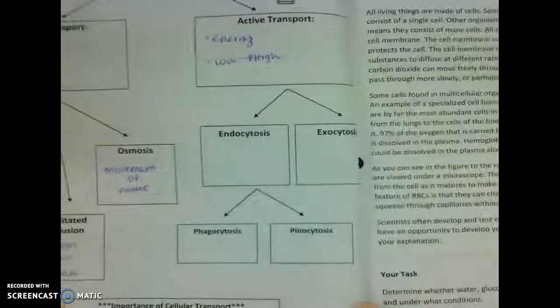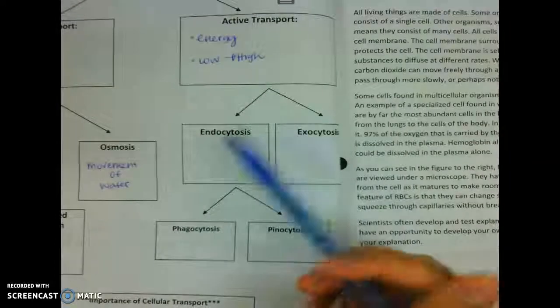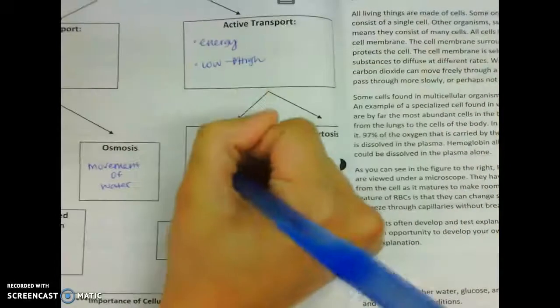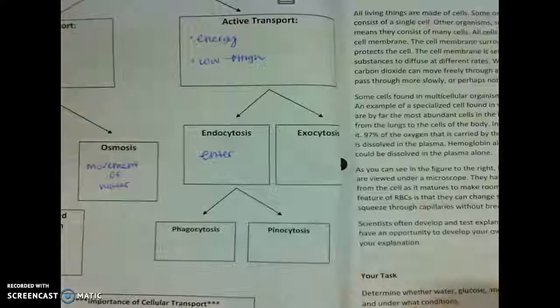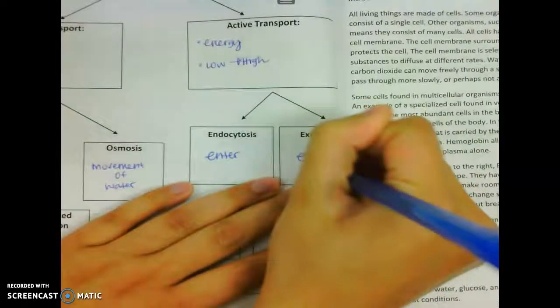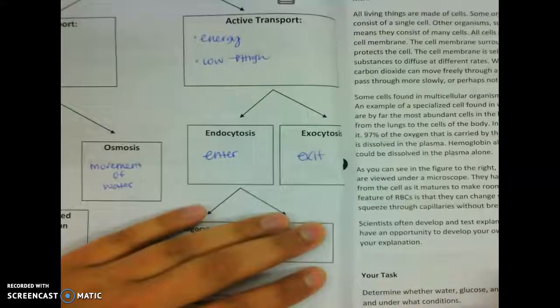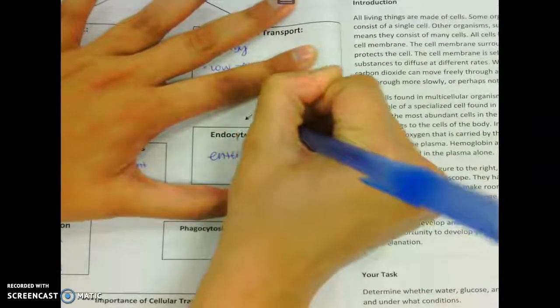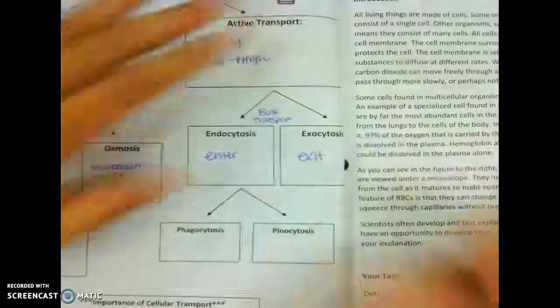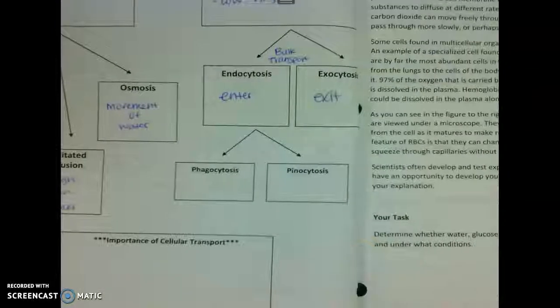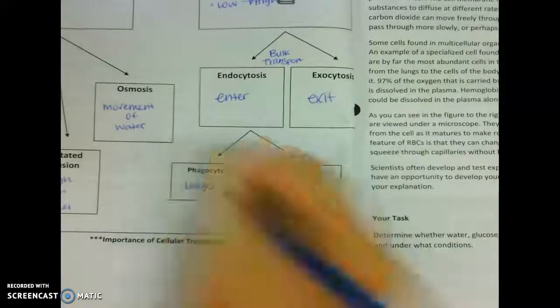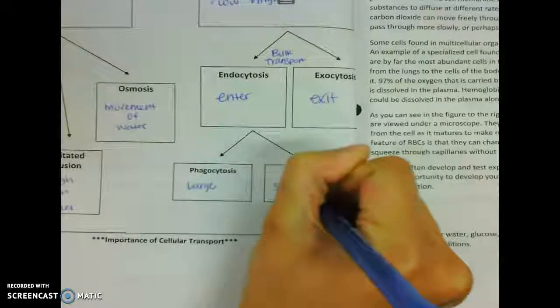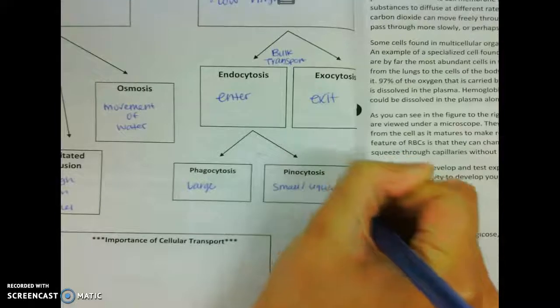Active transport, on the other hand, we have endocytosis and exocytosis. So endocytosis is when we enter the cell. Exocytosis is when things are exiting the cell. And both of these are types of bulk transport. So we're moving lots of stuff at once. Within endocytosis, we can have phagocytosis, which means we're bringing in large particles, or pinocytosis, which is small or liquid particles.